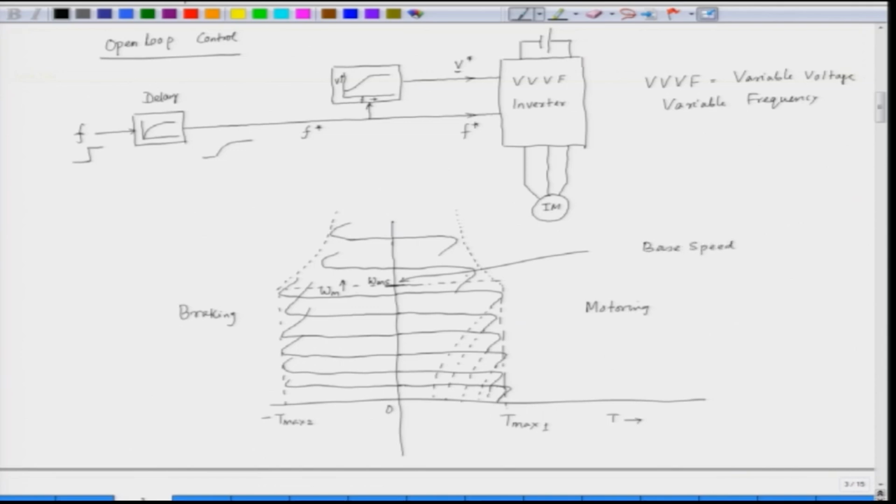Beyond the base speed, we go for variable torque or reduced torque, so the speed increases but the torque decreases. This is called constant power mode or constant power region. And before the base speed, what we get here is the constant torque region.